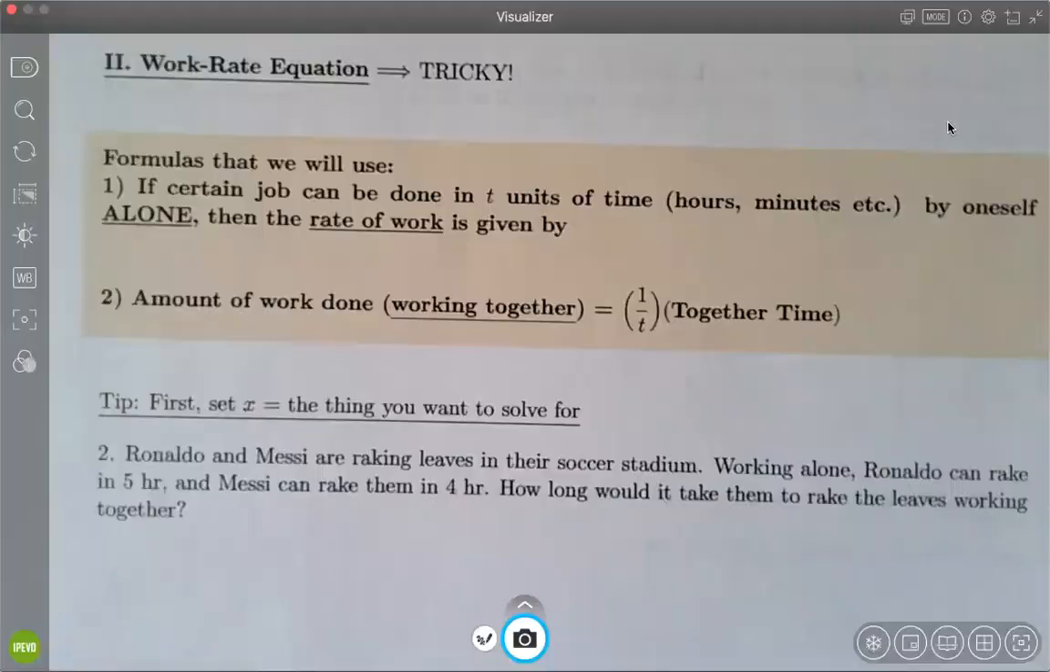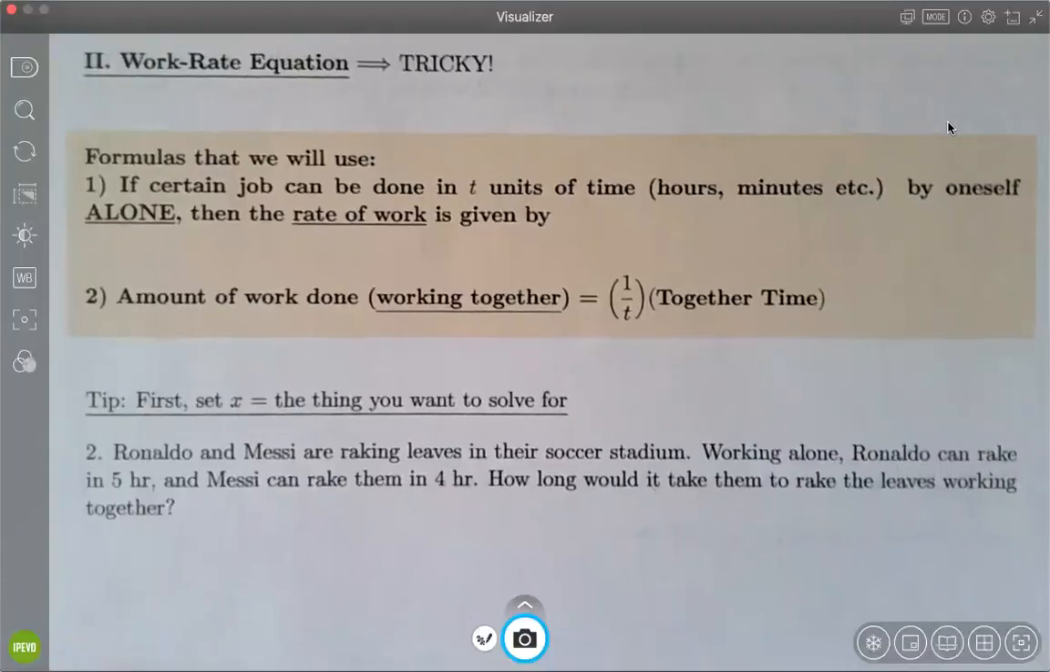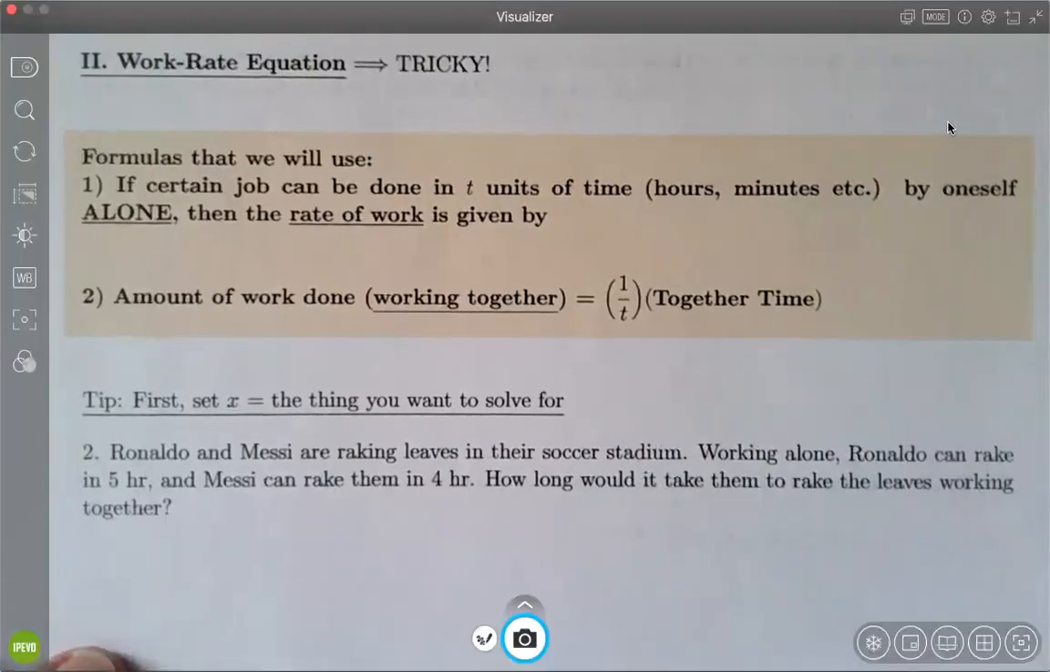So this one is kind of interesting but bizarre one. Work rate. Okay, now in work rate, we will see a few word problems. Oh, so you might think, oh wow, now I'm in trouble again. But no, we will follow the exact same format. And that's a really good news. So the formulas that we will use, there are two.